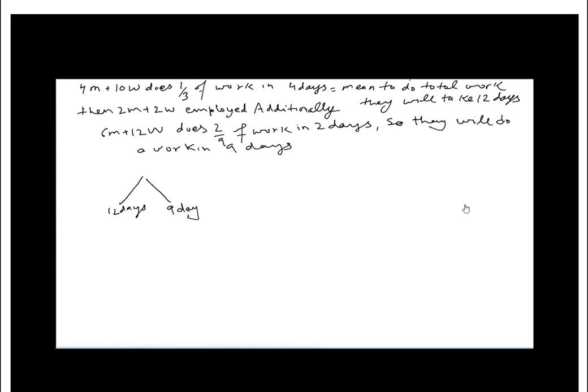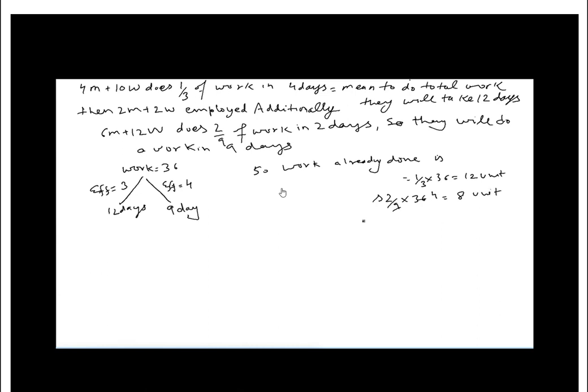12 days, 9 days. So the work unit we can consider 36. So the efficiency of the 4 men and 10 women will be 3. And then 6 men plus 12 women, it will be 4. So for the first part, they are completing one third of the work. One third of 36 will be 12. So 12 units completed by 4 men and 10 women. And the next 2 by 9 units of the work completed by 6 men and 12 women.